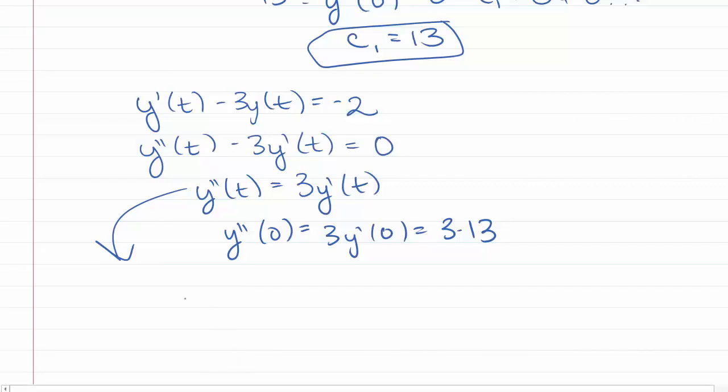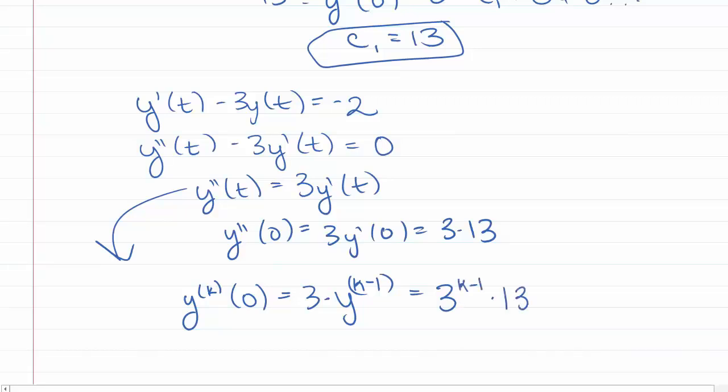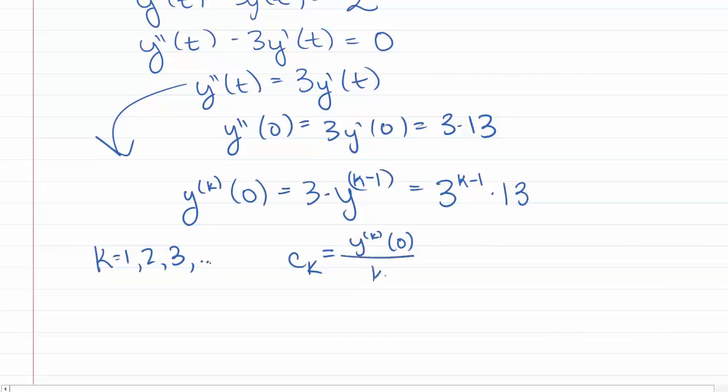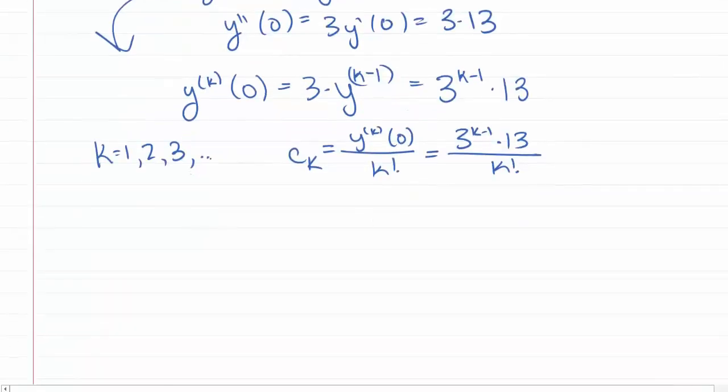So in general, the kth derivative of y at 0 is going to be 3 times the k minus 1th derivative, which means it's going to be 3 to the k minus 1 times 13. So for all k, k equaling 1, 2, 3, etc., we found a pattern. We have ck, the kth derivative at 0 over k factorial, equaling 3 to the k minus 1 times 13 over k factorial.